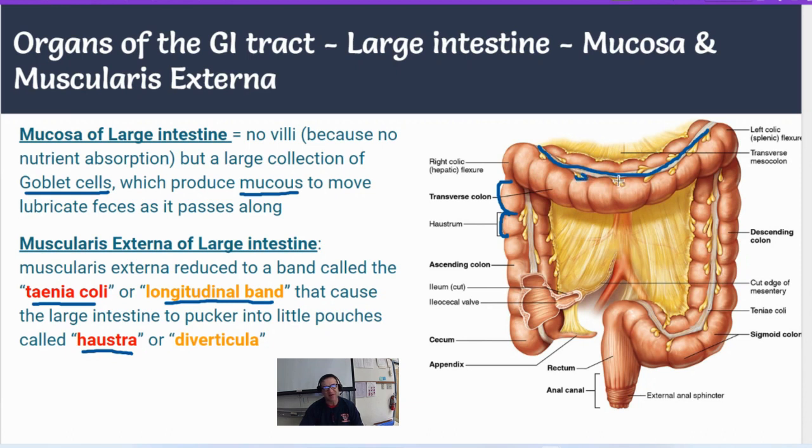I don't even think they have a function, to be honest with you. Not everybody has these. They're called diverticula, just little pouches. You just have to kind of know what they are. They don't really have a function. You've probably heard of diverticulitis.